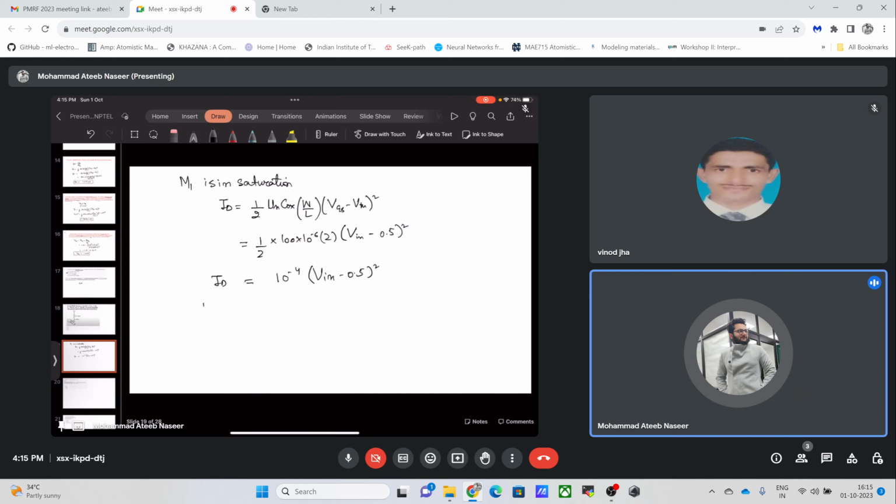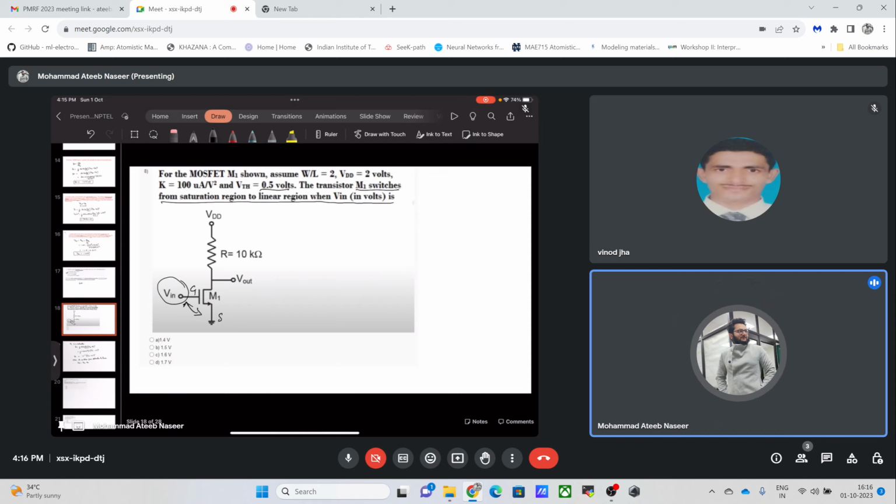Now when this M1 switches from saturation to linear, we would simply have VDS equal to VGS minus VT. We will be just at the edge. So we have the drain bias equal to the gate-to-source voltage minus the threshold voltage. We will be just at the edge.